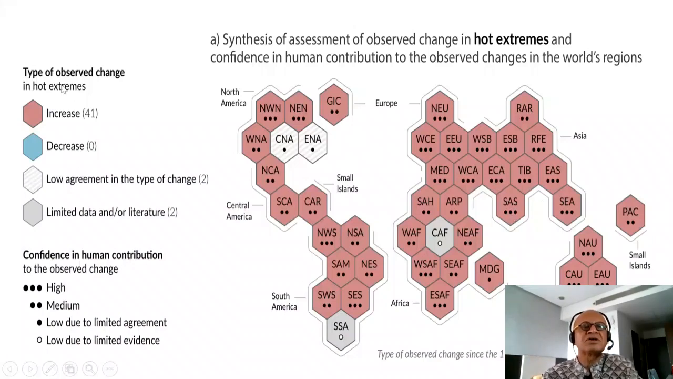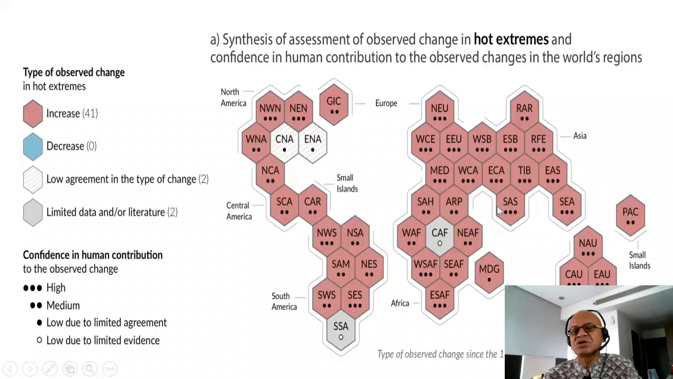The color schemes here for the type of observed changes in hot extremes are: increases, number of regions, decreases, and low agreement in the type of change. So there are two regions here, for example, with limited data and/or literature to conclude, and there are two regions here in Central Africa and Southern South Africa. Okay, so let's just focus on this region then.